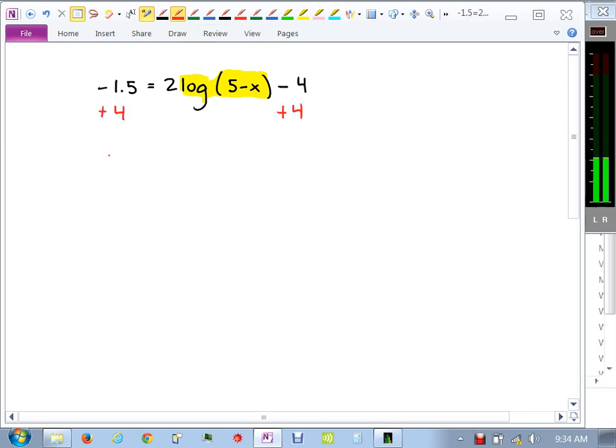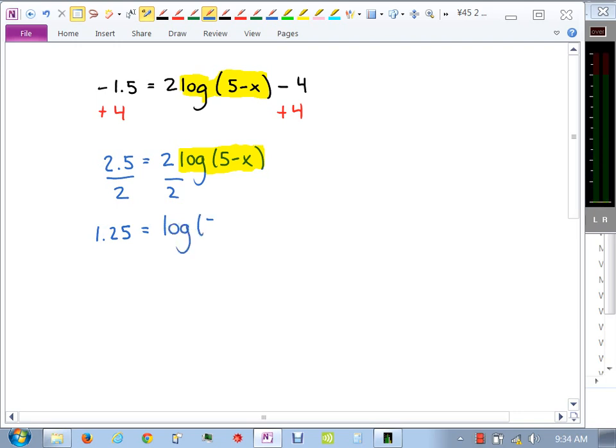And that gives me, what? 2.5, right? Equals 2 log 5 minus x. Now I almost have it by itself, except for the 2 in front. So divide by 2. Since that 2 is being multiplied, I'll divide by 2, on the left and right. So 2.5 divided by 2 is going to be 1.25 equals log 5 minus x.